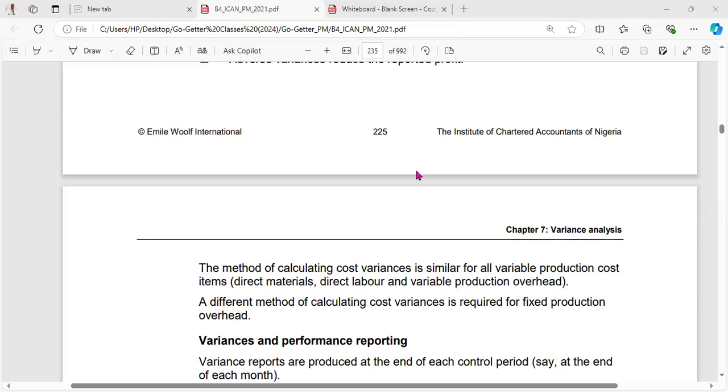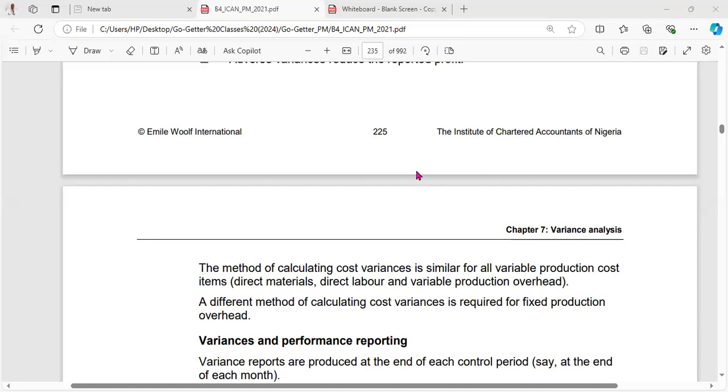Then it's possible that the volume in the actual result might differ from the budget. It could be higher, it could be lower. And so we need to now do something called the flexed budget. The flexed budget is the original budget converted to the same volume as the actual. Then it is that flexed budget you will use in doing your variances. And when you do your variances, you are reconciling the fixed budget and the actual.